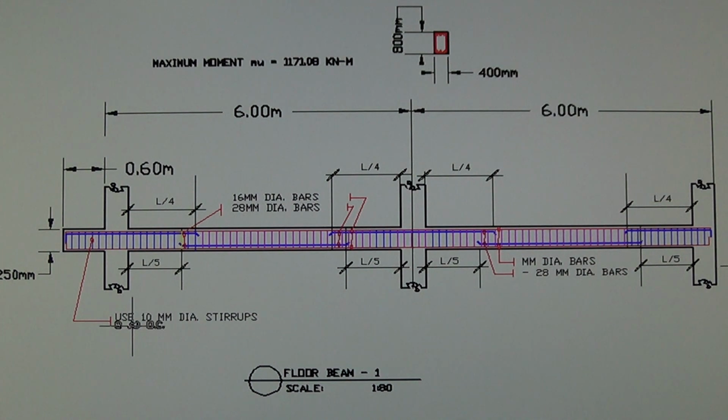The stirrup is 10 millimeter diameter with a distance of 0.10 on center, all the way the same. I designed it the same, although by theory the stirrups here should have a farther distance than this 0.10 on center, but to make it easy I designed all the same distances.